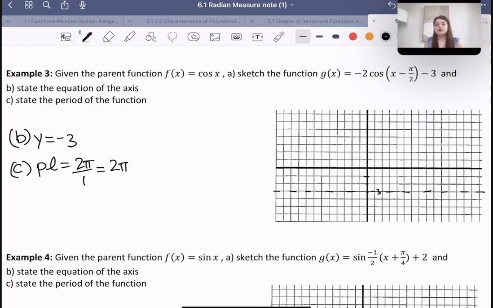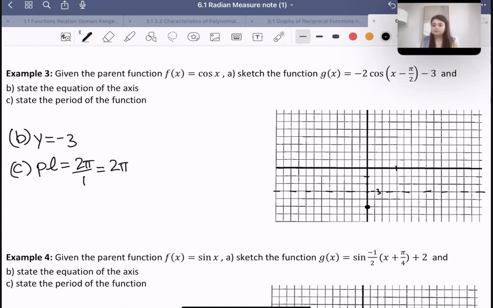Okay, now let's draw the rest of the equation and how it's going to go. So I see a negative sign here, which means we are going to flip this. I also see a 2, which means our amplitude is going to be 2 instead of 1. So we're going to start here. And then we're going to just follow our regular pattern because the period length does not change.